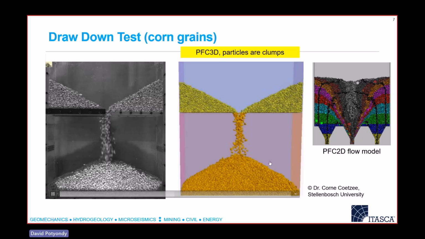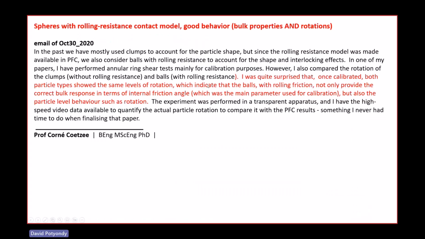Okay, that looks okay, but what about the actual quantitative thing? I'm just focusing on this. This is an email he sent me in 2020. He says, "I was quite surprised that once calibrated, both particle types showed actually the same levels of rotation, which indicates that the balls with rolling friction not only provide the correct bulk response." So you can measure the bulk response, internal friction angle, but they also seem to give the right rotation actually inside. So there's something mechanistically reasonable about this rolling resistance thing. And this is what most people do who are doing industrial scale mixing problems. They use spherical particles and they use rolling resistance.